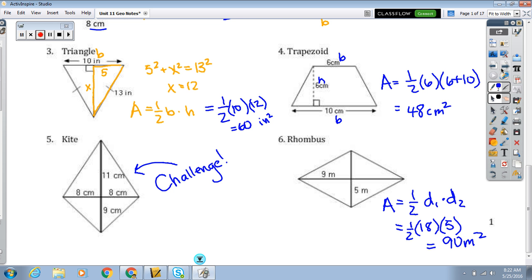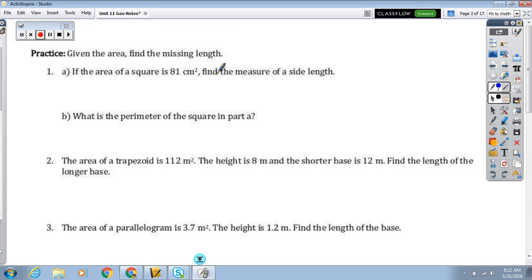So those are kind of the easy problems we're going to see today, and we're going to move on now to some of the harder ones. This is when we're working backwards from the formulas that we've got. So for example, in number 1, it says that the area of a square is 81 centimeters squared. Find the measure of the side length.